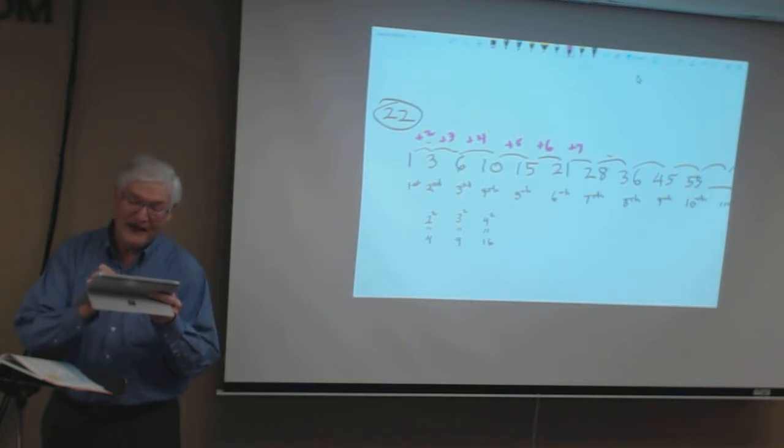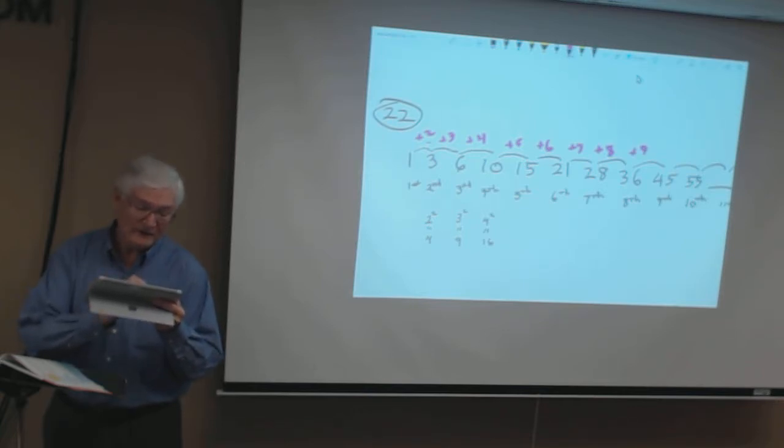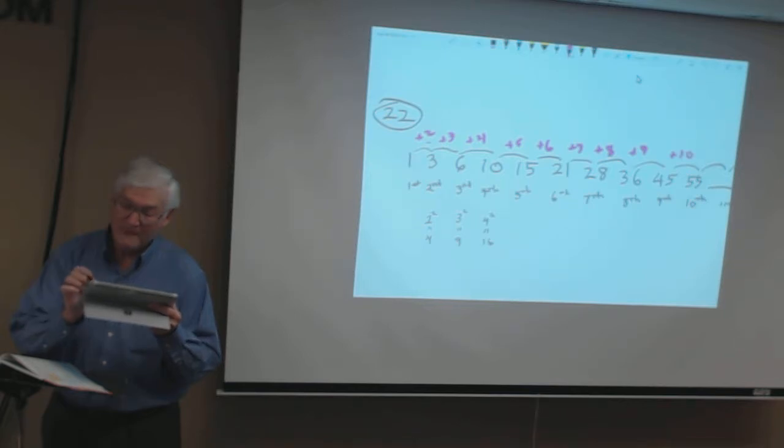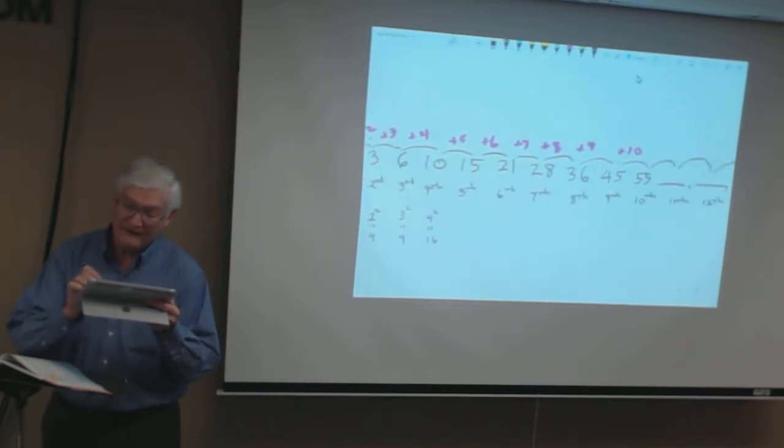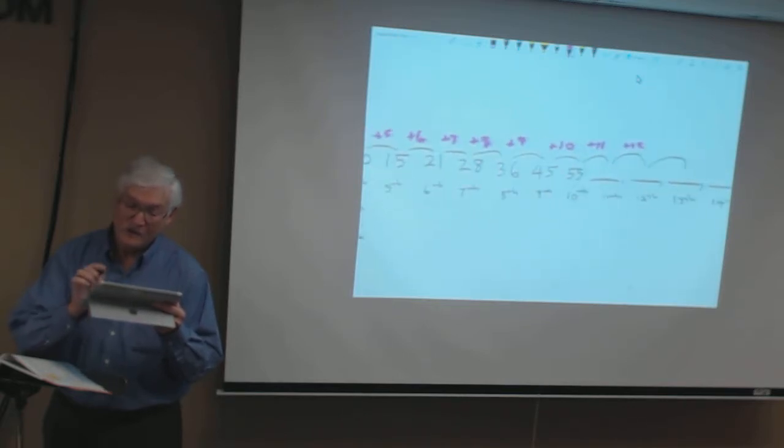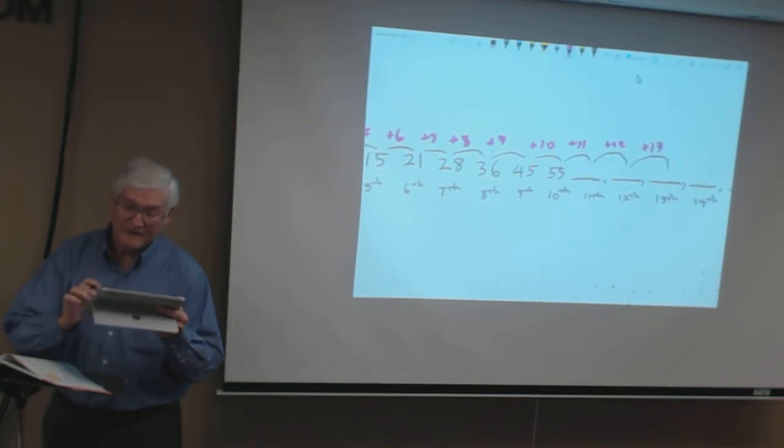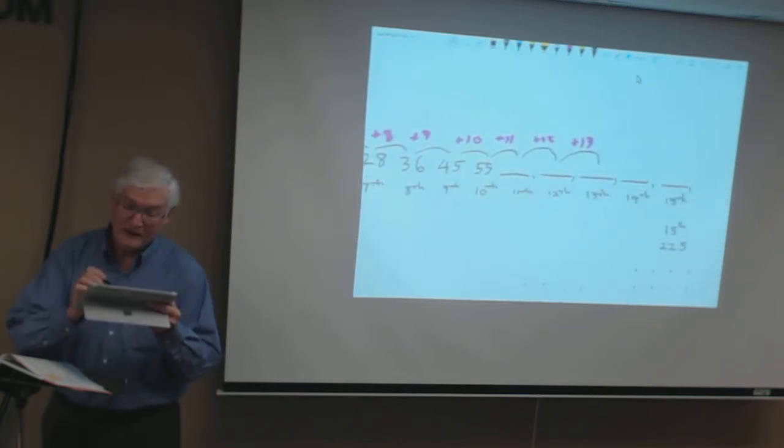Add 7. Add 8. Add 9. Am I doing it right? 3, 6, 10, 15, 21, 28, 36, 45. Then add what? 6, 7, 8, 9. Add 10. And then move it over, and then what? Add 11. And then add 12. And then add 13. Add 14, just because I'm on a roll and I know what I'm doing now. And then add 15.